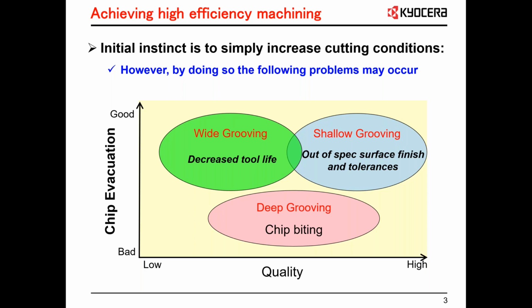Just by increasing the specs, your quality is going to most of the time affect your surface finish and your tolerancing. And in deep grooving, just by increasing cutting speeds, things like that, your chip evacuation gets bad, and so you start recutting chips and have bad chip evacuation.